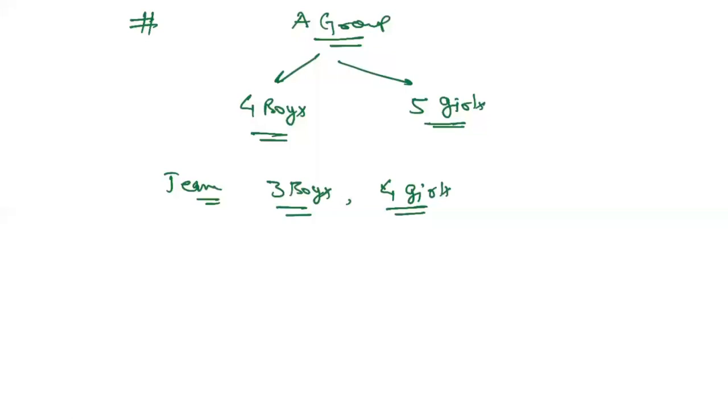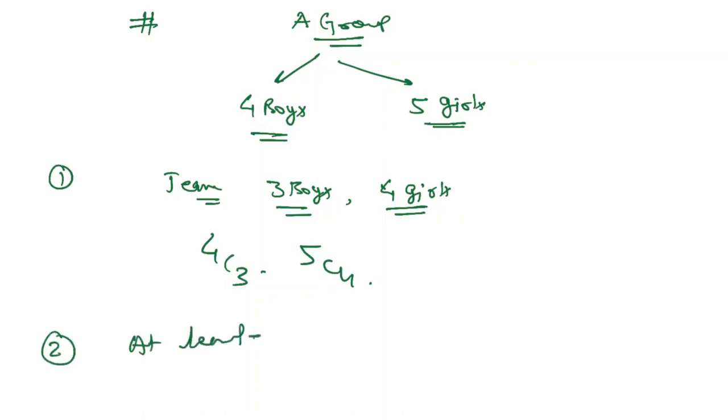First question, obviously this will be 4C3 into 5C4. Out of 4 you have to select 3, out of 5 you have to select 4. Second question, at least 3 boys and 4 girls consist in the team. At least 3 boys and 4 girls.